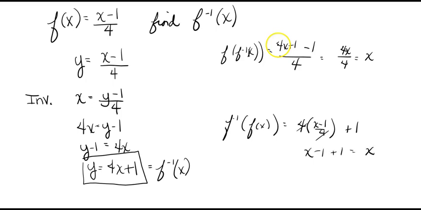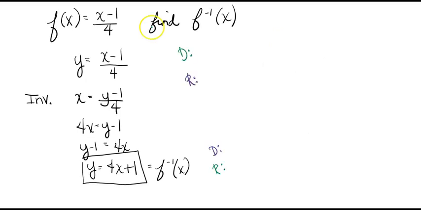And yes, they both reduce to the identity function, therefore they are inverses, and I've done it correctly. Now let's talk a little bit about domain and range. What is the domain of my first function, f of x? We can see there's nothing restricting it because there's no variable in the denominator and there's nothing under an even radical. Therefore, there's no limit. So my domain is all real numbers.